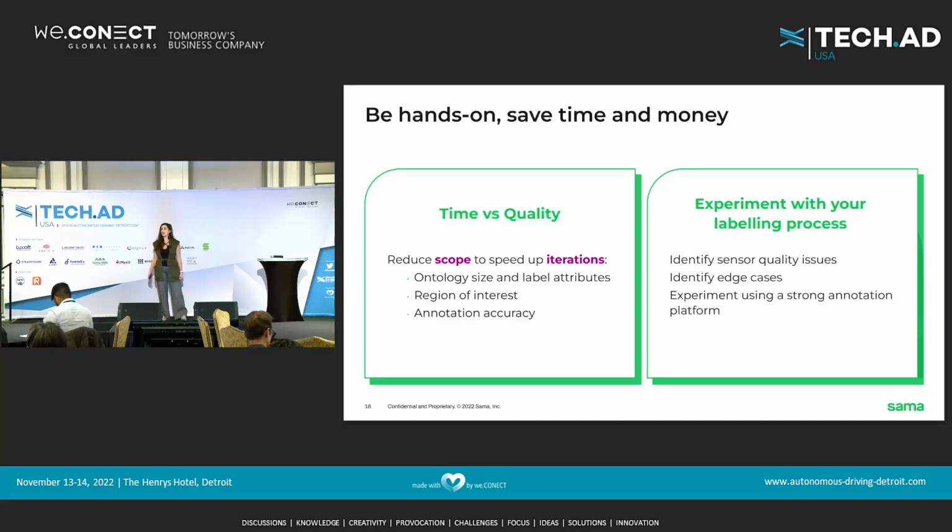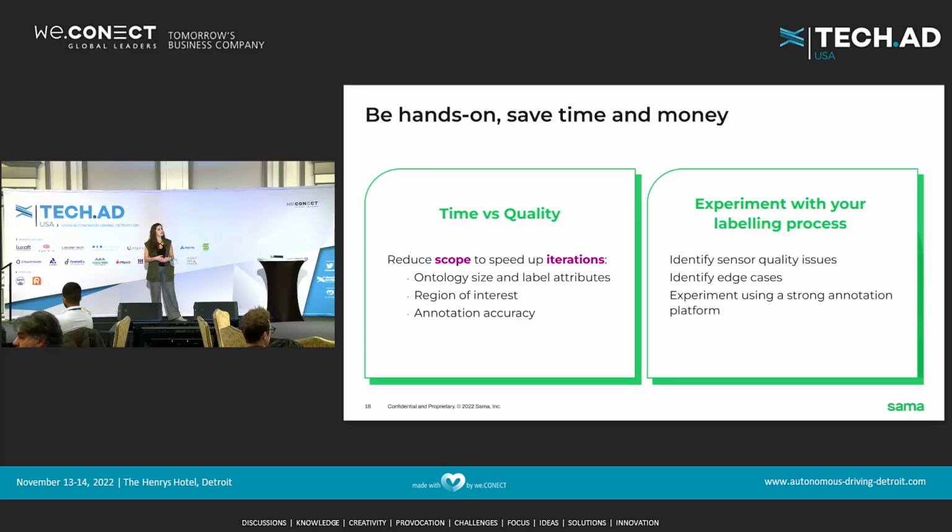So from the beginning, put yourself in the shoes of someone that is really trying to identify all the information that you need for your models. That will allow you to identify sensor quality issues that might speed up the process or reduce a little bit the noise that you have in there. Identify edge cases from the beginning, and it is important for you to experiment with that with a strong annotation platform. You can start with open source stuff, and then you can move towards something a little bit fancier for your use cases.